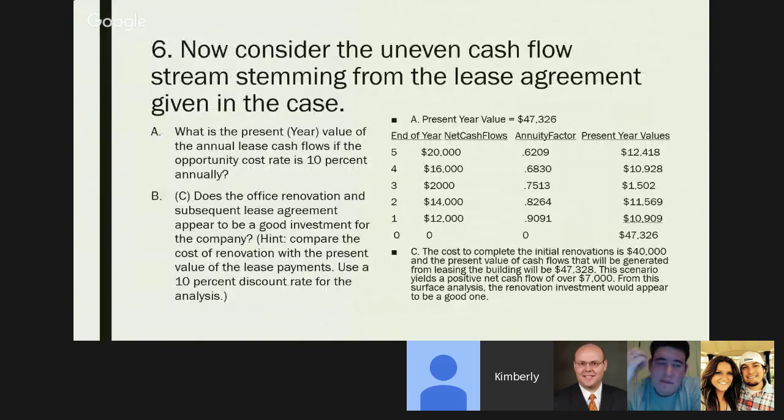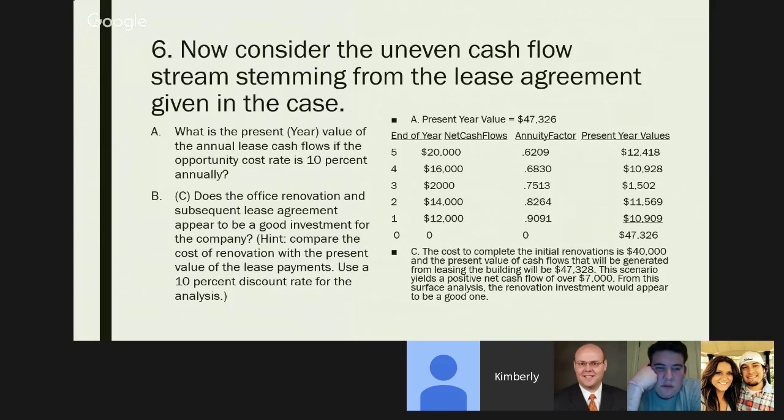For question number 6, A and C. Now consider the uneven cash flow stream stemming from the lease agreement given in the case. What is the present value of the annual lease cash flow if the opportunity cost rate is 10% annually? So the present value is going to be $47,326. And as it shows here, the breakdown of each year and how to get to that.